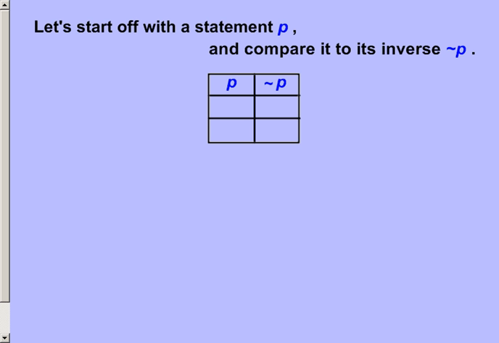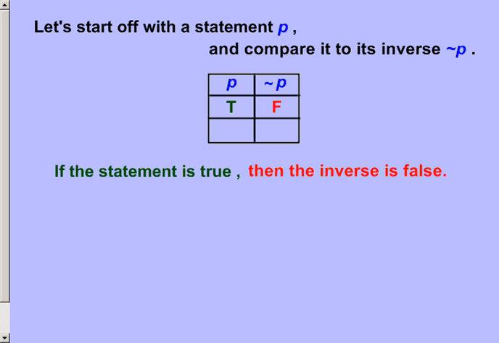Now there's only two entries that show up in truth tables, and those entries are true and false. So let's say we start off with a true statement. Whatever statement it is, whatever piece of information we have, it is a true statement. And if you remember from discussing inverses, inverses reverse the meaning of the statement. So if your original statement is true, then not P is going to be false.